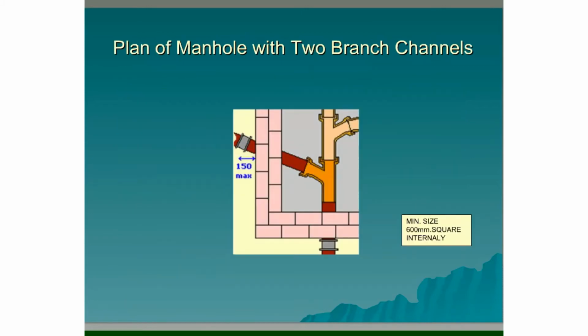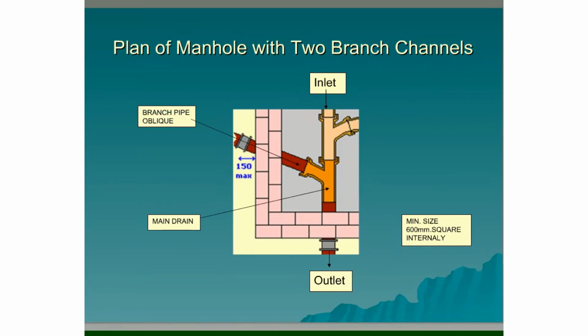Here we have a plan of a manhole with two branch channels. So we can see we have the inlet up the top and the outlet down the bottom. We have the main drain running down the centre of the manhole. We have a branch pipe which is oblique, so it's coming in at an angle there of less than 45 degrees, and it's going with the flow. The branch pipe is entering the drain with the flow. And the walls are to be a minimum of 215 millimeters thick for any manhole. And again, the minimum size needs to be 600 millimeters square internally.